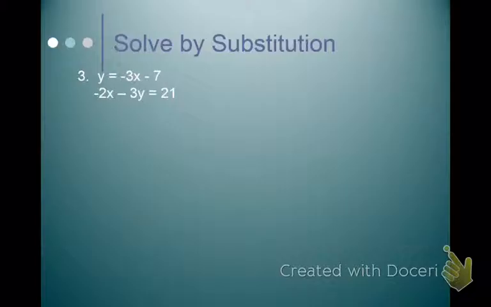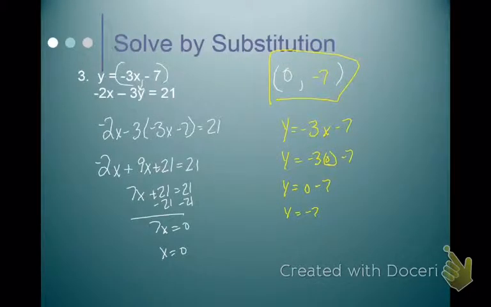All right. Now you try. Try this guy. See what you come up with. Stop the video and then start it again so you can check your answers. Okay? This is what you should have come up with: 0 comma negative 7. Since we know what y equals, we're going to literally plug this negative 3x minus 7 in for y. So I'm going to take this y out and put the negative 3x minus 7 in its place. And so we should get this.